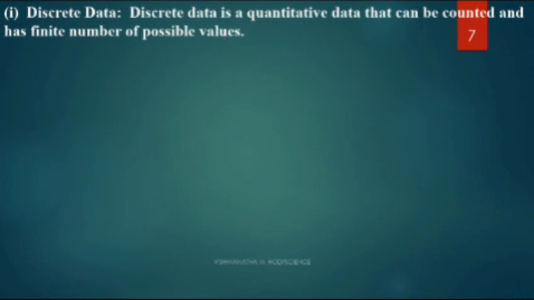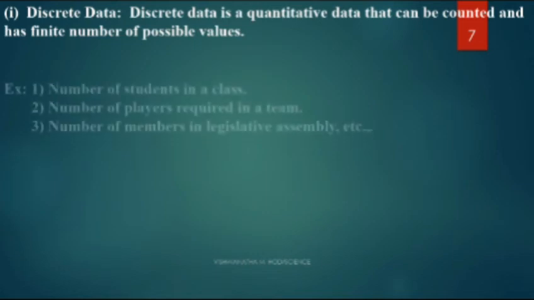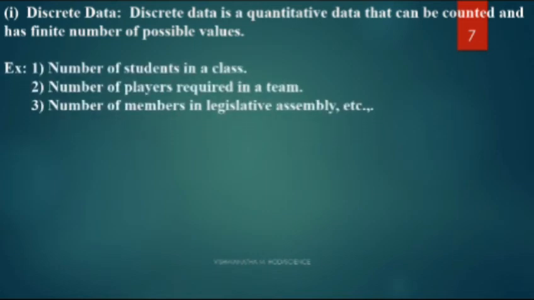So the next: quantitative data is again further divided into 2 types, which we have already mentioned in the last concept. The first one is discrete data and the other one is continuous data. Now, what does discrete data mean? Discrete data is quantitative data that can be counted and has a finite number of possible values. Remember, discrete means it has a finite number of counts. So a collection of a finite number of counts is called discrete data.